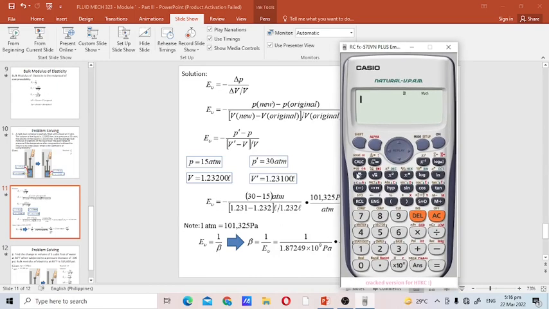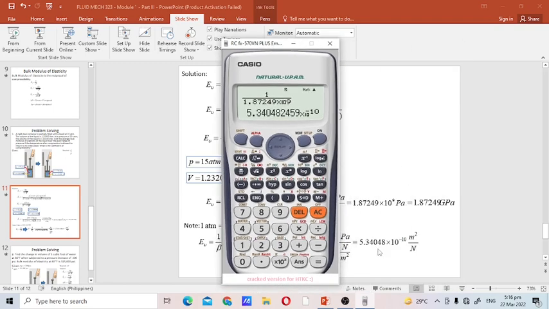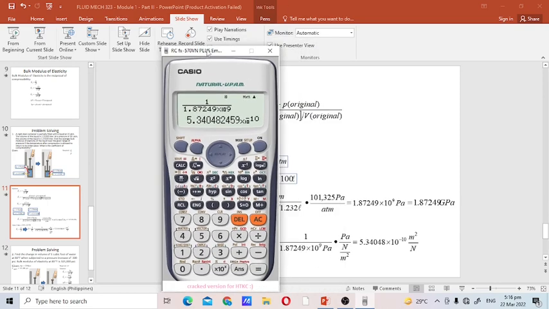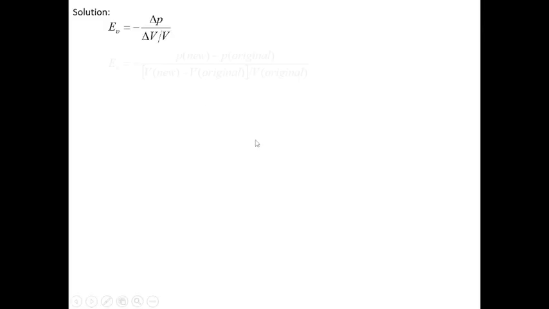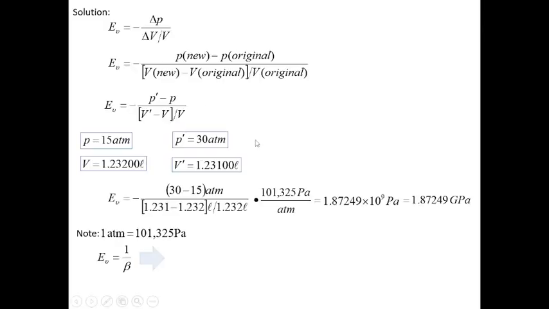So, let's check. So, 1 over 1.87249 raised to 9, no? 5.34048 times 10 to the negative 10 square meter per Newton. Okay, I hope you get it. So we can now proceed.